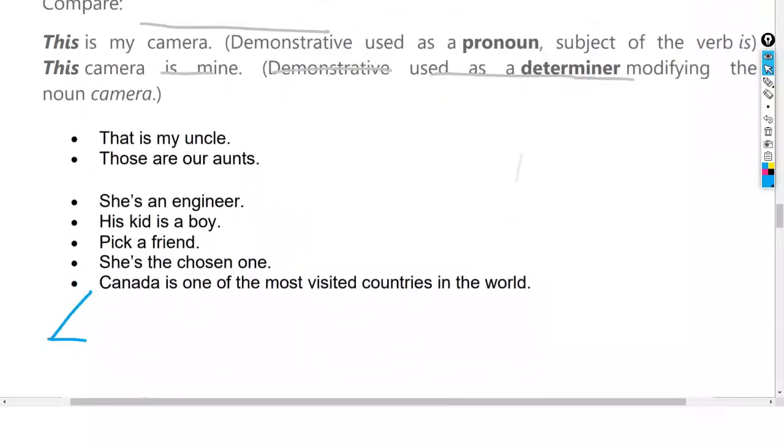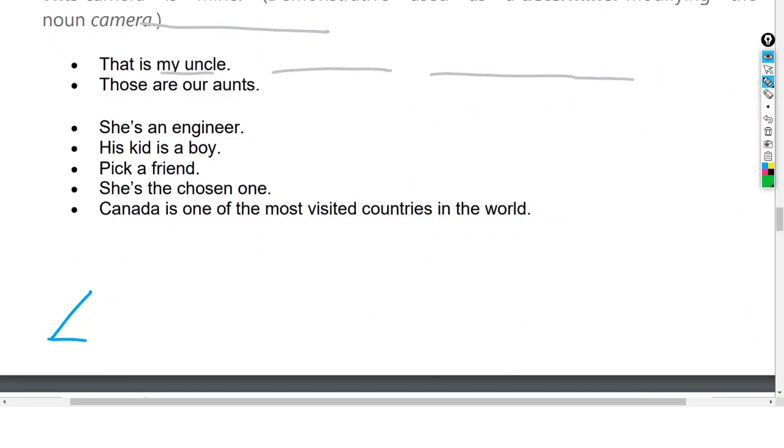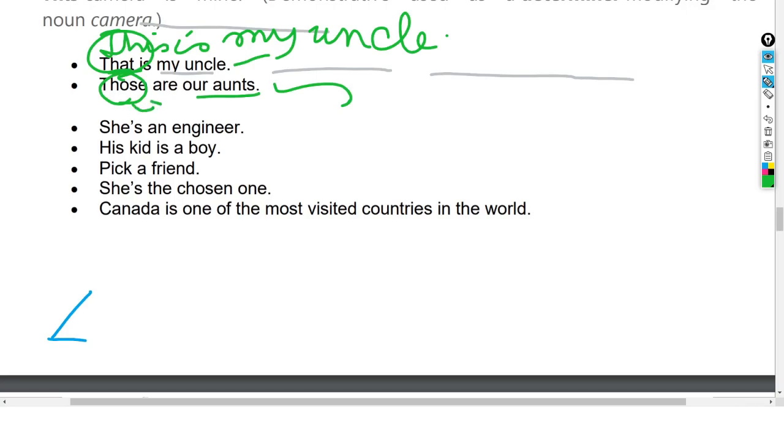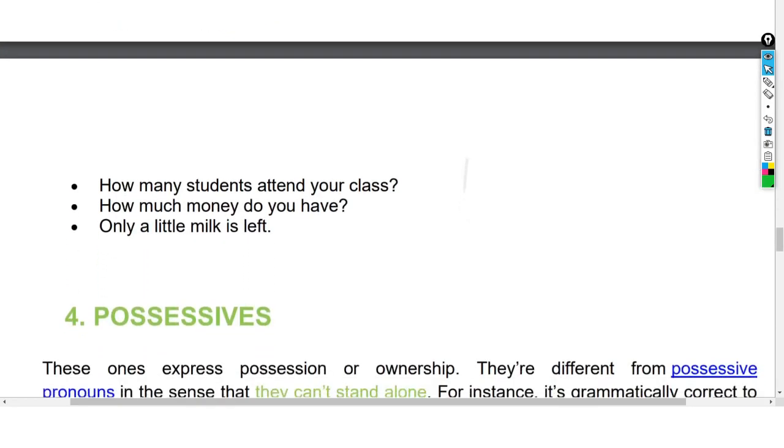Then let us go to the next examples. Let us see these examples now. This is my uncle. Say, for example, this is my uncle. Or you are telling, that is my uncle. Or those are my uncles. Or those are my aunts. All these are determiners. All these are related to the noun, either in singular or in plural form. Therefore, as they are demonstrating, pointing out, referring to, they are called demonstrative determiners. Here we continue.